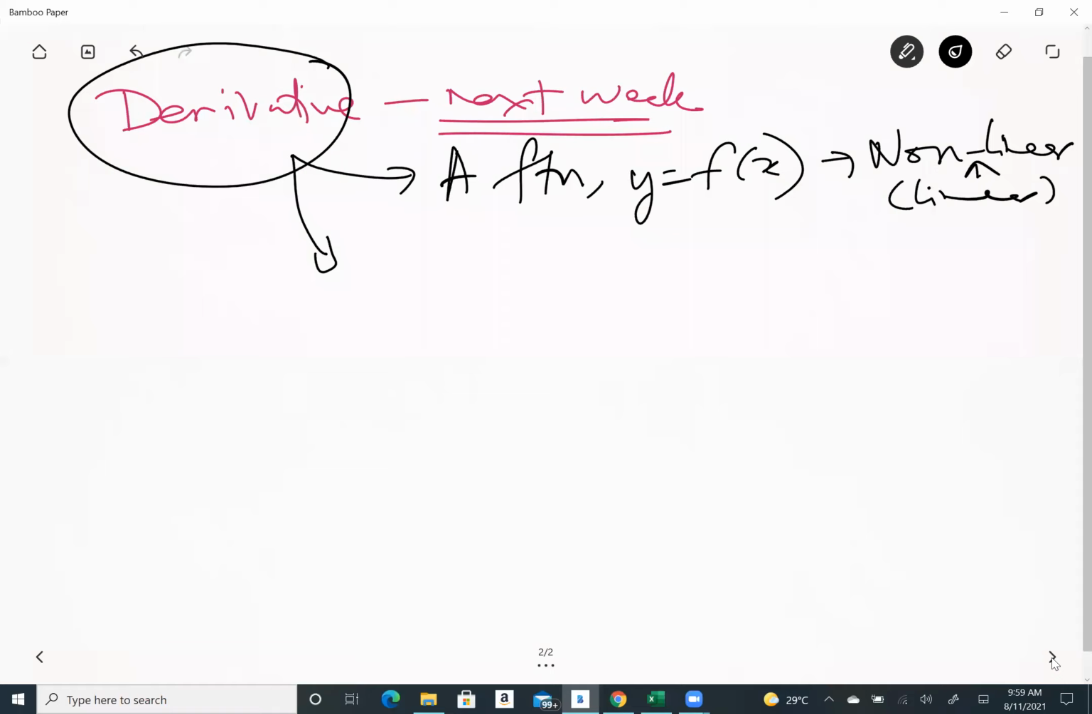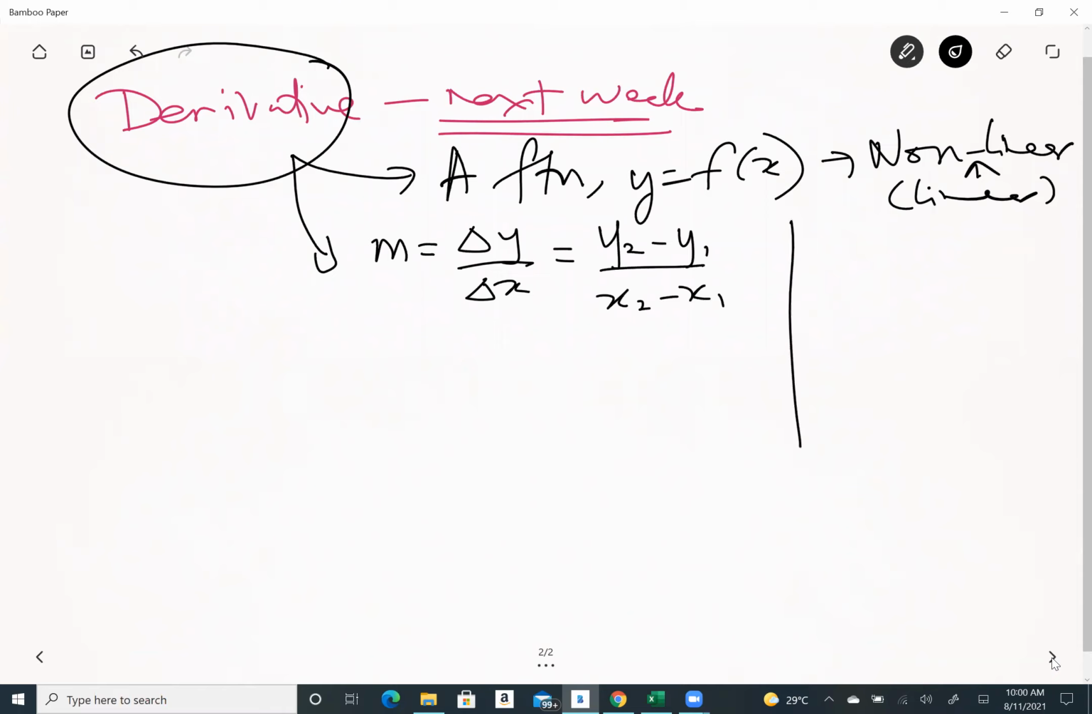Now, if you recall, you have a linear function. The slope, what is the slope? The slope is delta y divided by delta x. That is the difference between, if we consider 2 points, y2 minus y1 over x2 minus x1. And if you look at the line, if the line is a straight line, the linear function, that would be the slope.